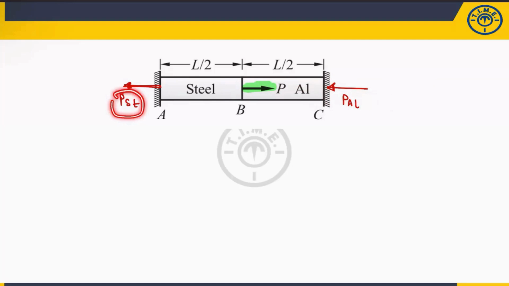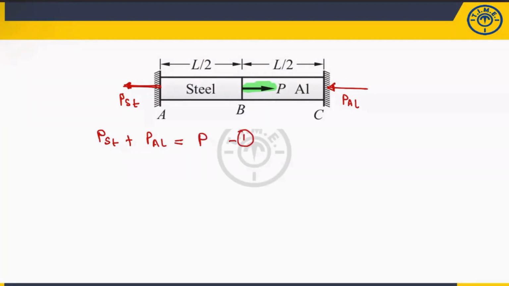So P of steel, P of aluminum, can I write P? Now, whatever the external load which is acting here, either it is 200 kilonewton, 400 kilonewton, that will be balanced by these two. That means I can write P of steel plus P of aluminum is equal to P. This is the first equation.